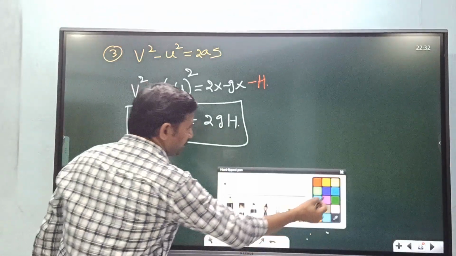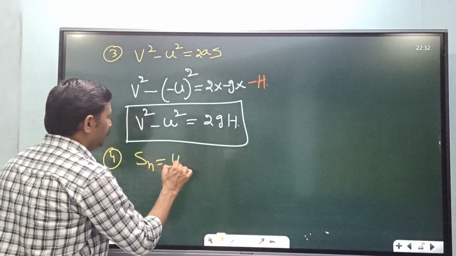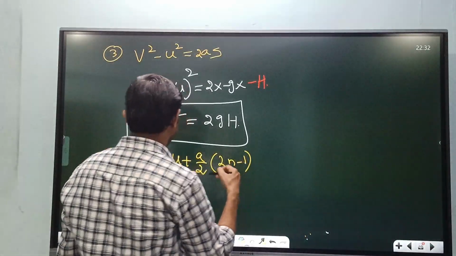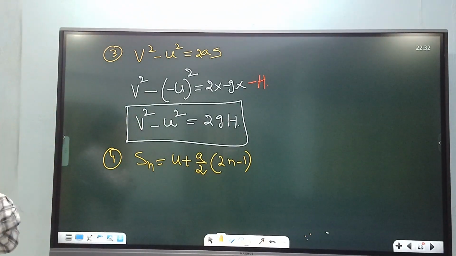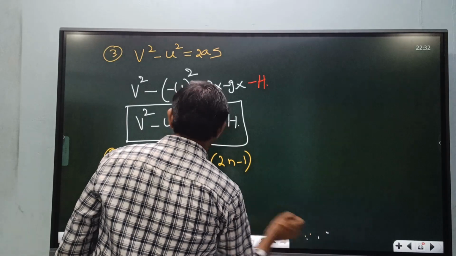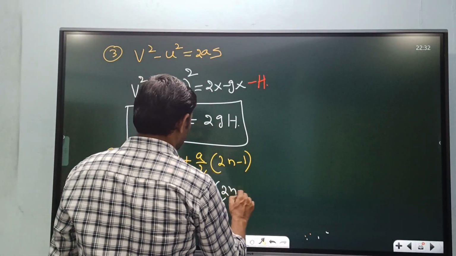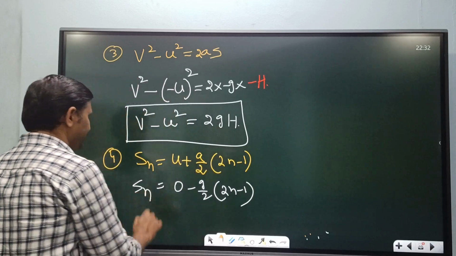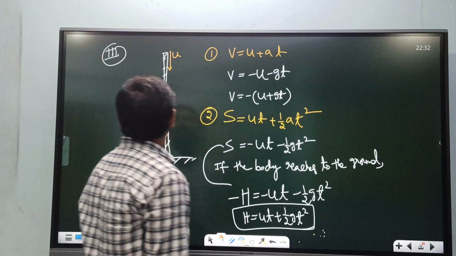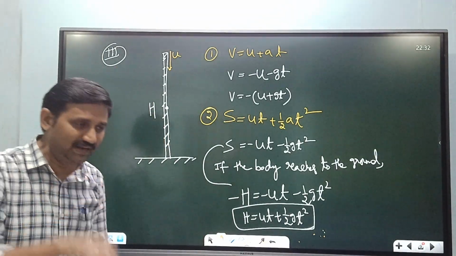Then what is our fourth equation of motion? Sn is equal to u plus a by 2 into (2n minus 1). In this case also, with u equal to 0, this becomes minus g by 2 into (2n minus 1). This is the displacement of the body in the nth second. Okay, this case is where the body is thrown in the vertically downward direction with some velocity.